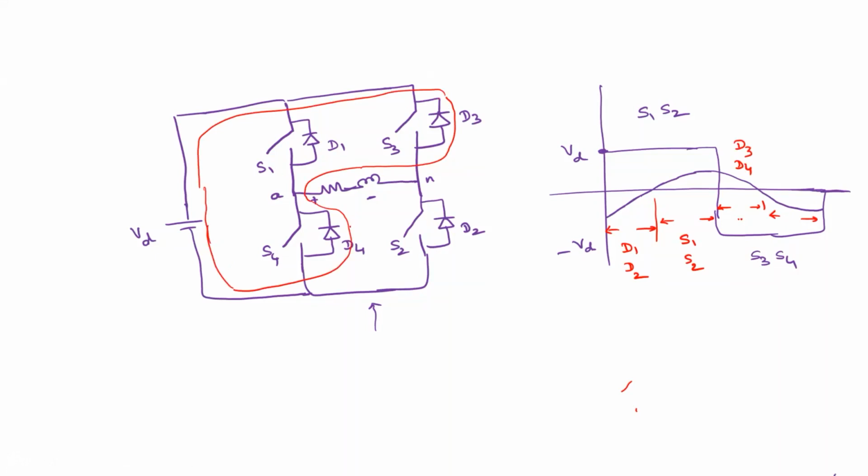So it will be like this. D3, D4 is in conduction. In mode 4, negative voltage and negative load current. So switches S3, S4 are in conduction, right? Switches S3 and S4 are in conduction.